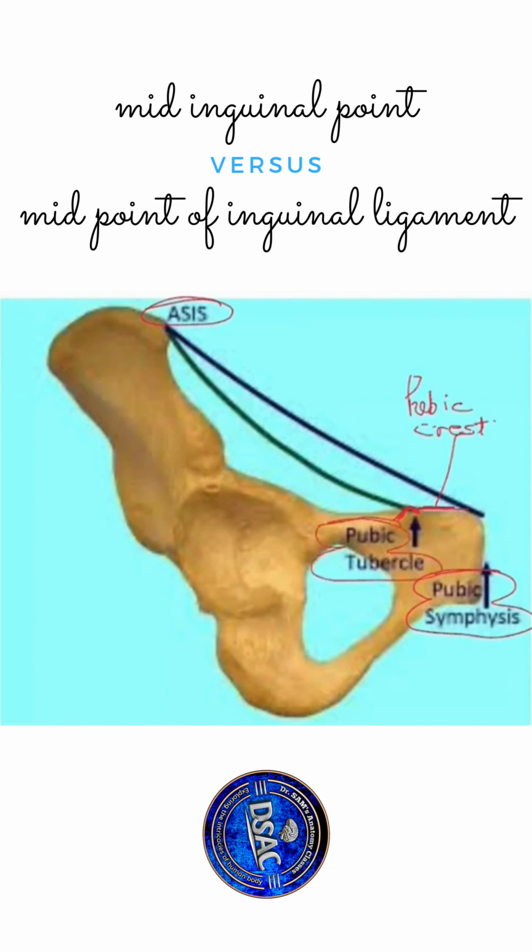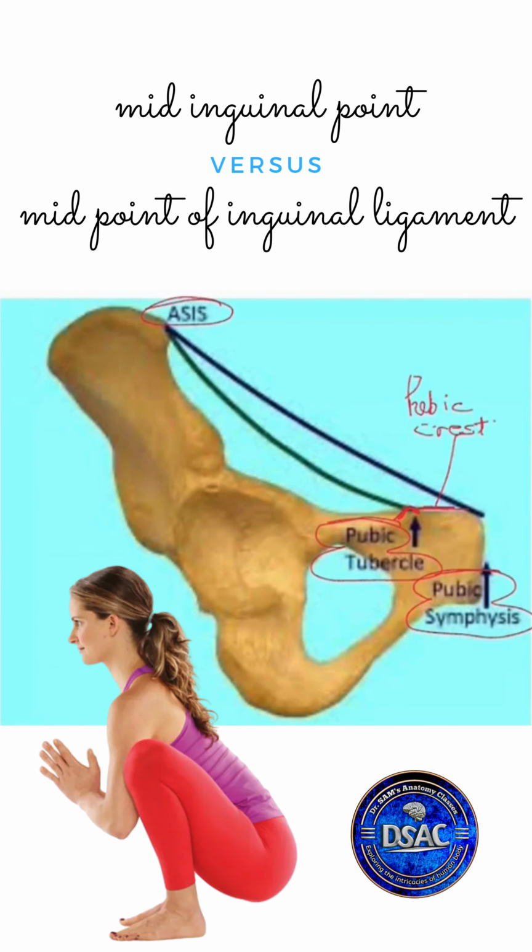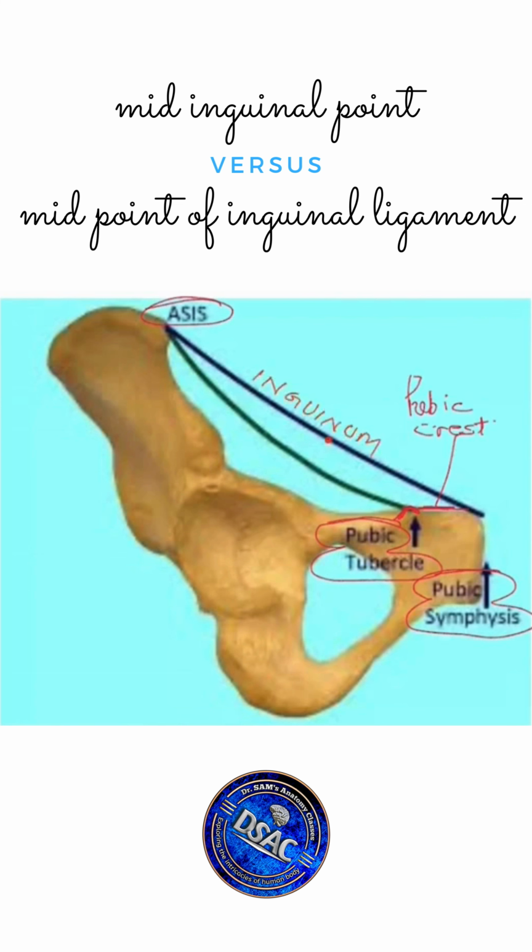So the two terminologies: from the ASIS to the pubic symphysis, the line or the fold created when you completely flex the thigh, right? Complete flexion of the thigh is when the front of the thigh touches the front of the abdomen. That happens when you're sitting in a squatting position, and that fold created is called the inguinum. The midpoint of the inguinum will be somewhere here, and this point will be called the mid-inguinal point.